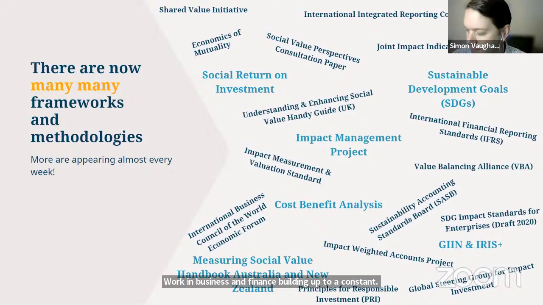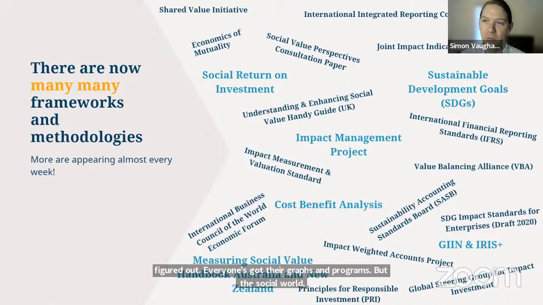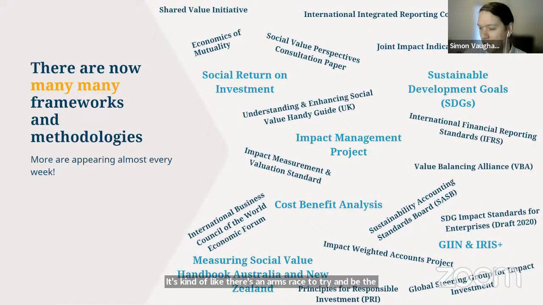The world of accounting and finance is really quite well, it's been figured out, everyone's got their graphs and programs. But the social world, it's kind of like there's an arms race to try and be the one that comes up with the new standard for social impact. And so everyone's giving it a go. We've got, all these things represent different people who've tried to find a way to do it.